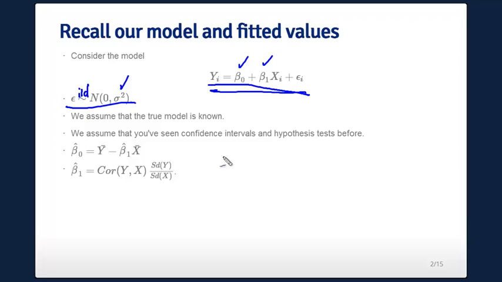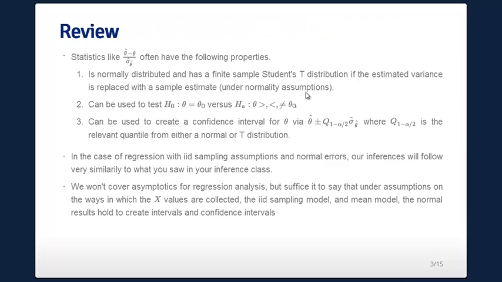And I'm going to assume that you've seen confidence intervals and hypothesis tests before. Recall, under this model, the maximum likelihood estimates work out to be beta naught hat as y bar minus beta 1 hat x bar, and beta 1 hat as the correlation times the ratio of the standard deviations. Okay, so just because this is a little bit small, let me rewrite it a little bit bigger.